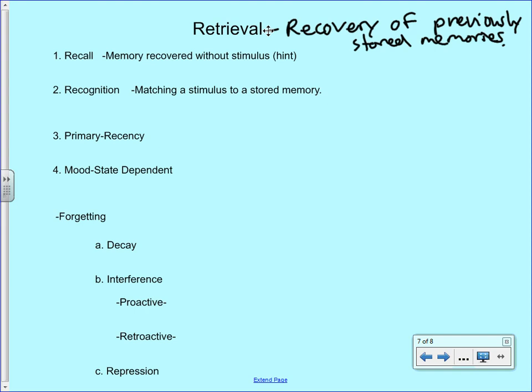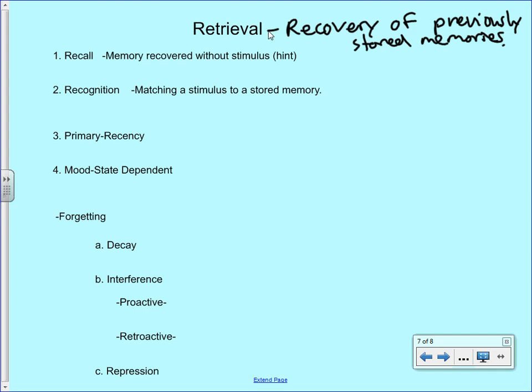Versus recall, when it's just the question and you have to give a free response answer. So really the difference between recall and recognition is the difference on a test between somebody just giving you a question and you having to write the answer, or recognition being like a multiple choice type thing.